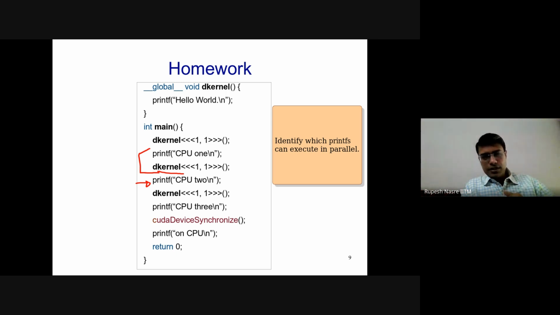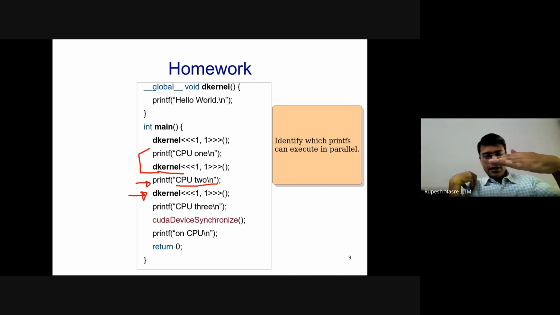But it will not overlap with the third hello world, because the third hello world is going to be printed using this third D kernel, which is not going to get invoked until CPU 2 is over. That is, printing by the CPU is over.